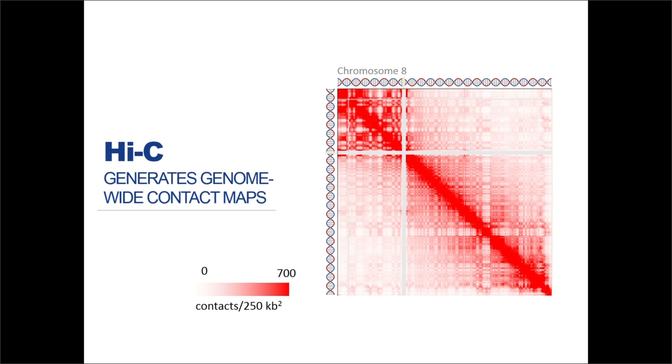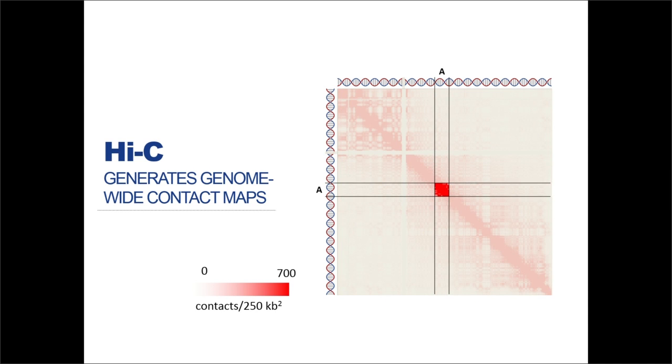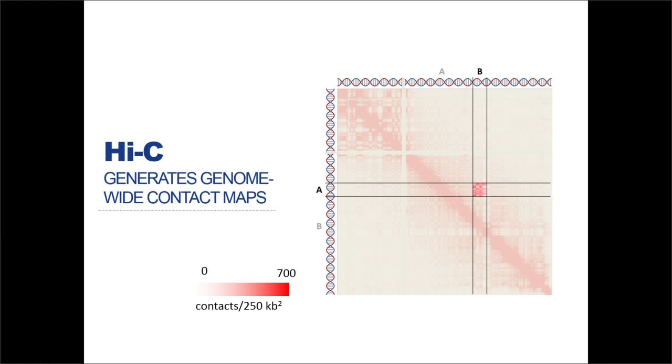So if I look at the interactions of, say, position A with itself, you'll see that it's very red, which makes sense because things that are close together in 1D are close together in 3D. If you look at something a little bit farther away, A and B, it's less red. A and C, even less red.